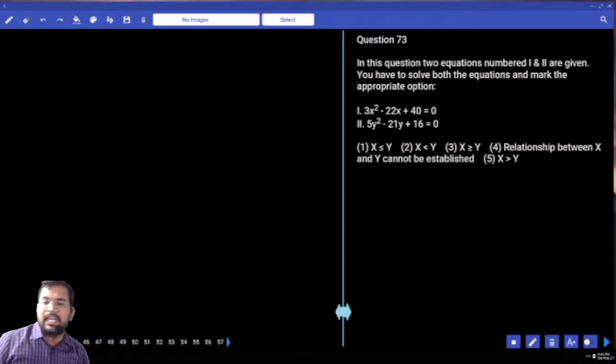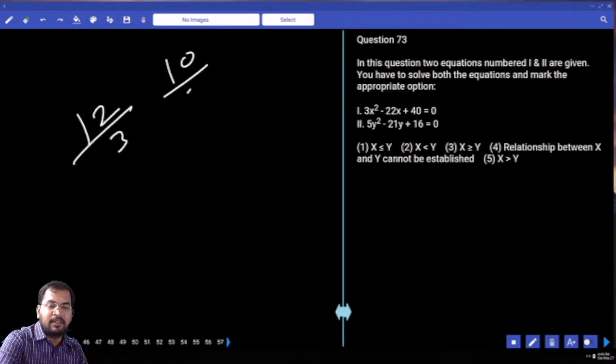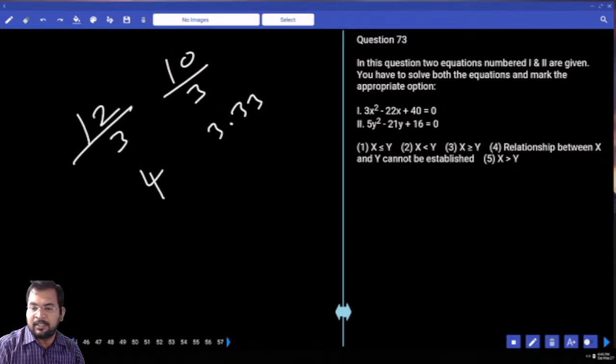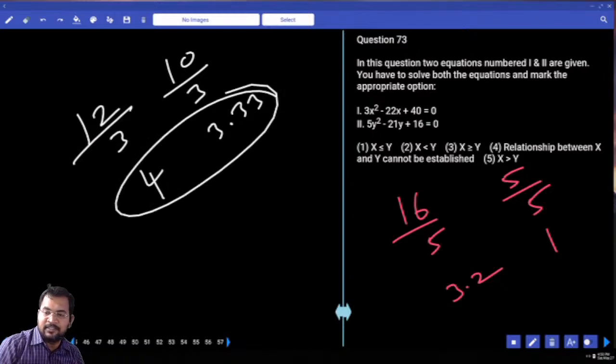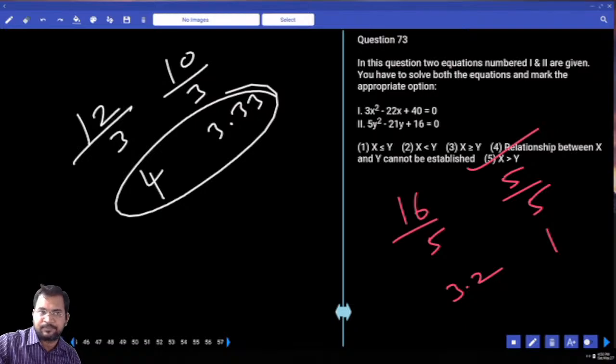Next, 3 into 40 is 120. So 120 can be written as 12 by 10, that is 12/3 and 10/3, 4 and 3.33. X is greater. Next, 80: 16/5 is 3.2. Now tell me, x is always greater, so your answer is option 5.